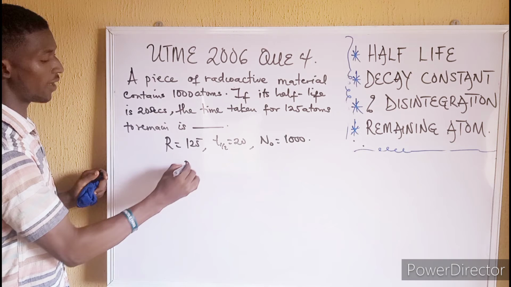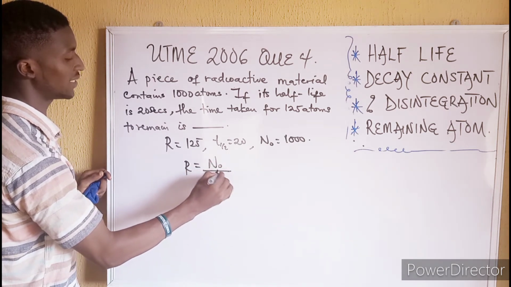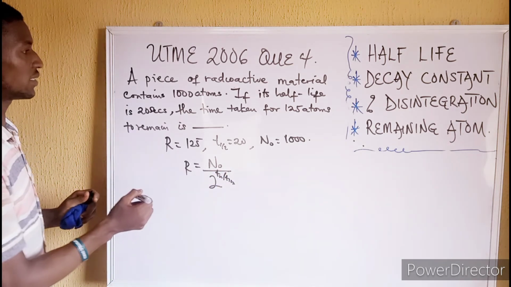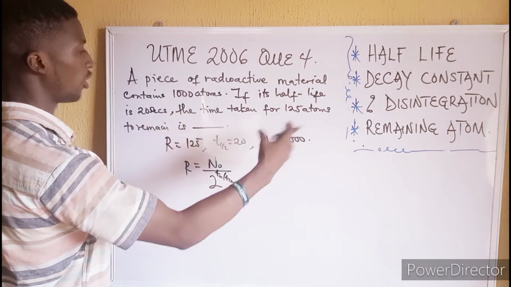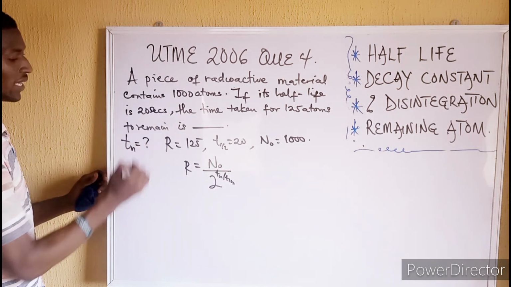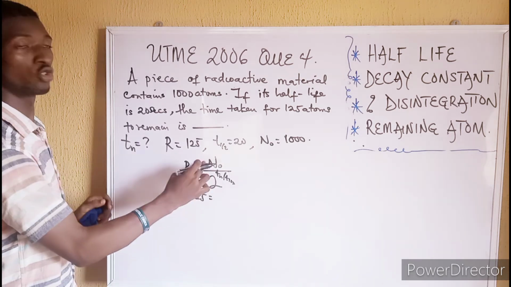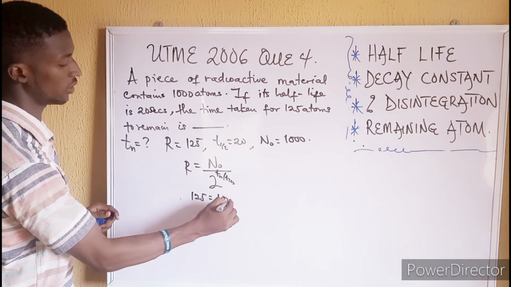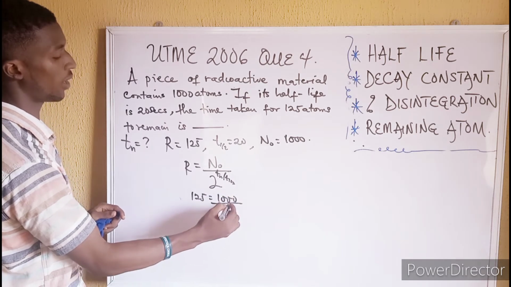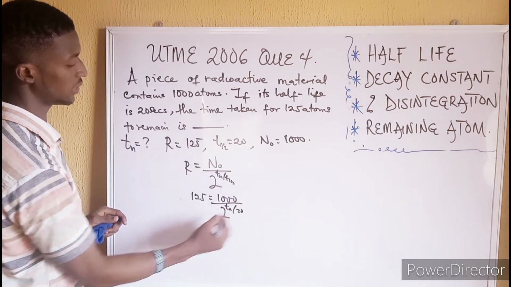So here we have that R is equal to N0 over 2 raised to power Tn over T half-life. What they've asked us to calculate is the total time taken for it to disintegrate to this 125. So the remaining number of atoms is 125, and the total number of atoms before disintegration is 1000. Here we have 2 raised to power Tn, the total time, which you do not know. The half-life is 20.